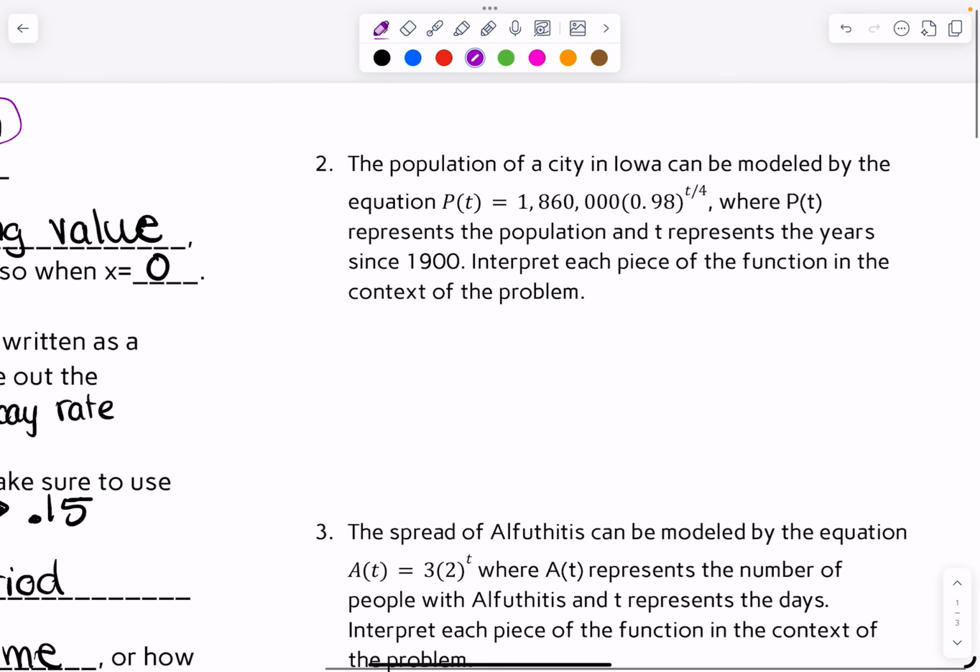Example number 2. The population of a city in Iowa can be modeled by the equation P of T equals 1,860,000 times 0.98 to the T divided by 4, where P of T represents the population and T represents the years since 1900. Ooh, that was a very large city in 1900. Maybe this is just the whole population of Iowa. Who knows? Interpret each piece of the function in the context of the problem. So same thing we just did.